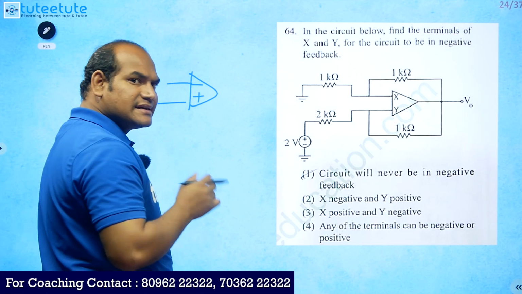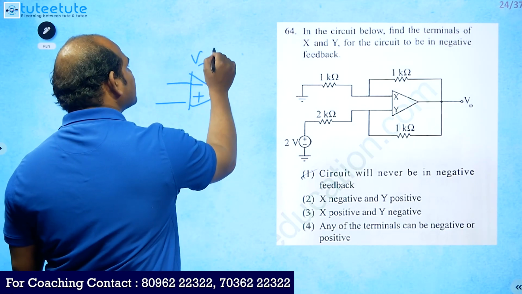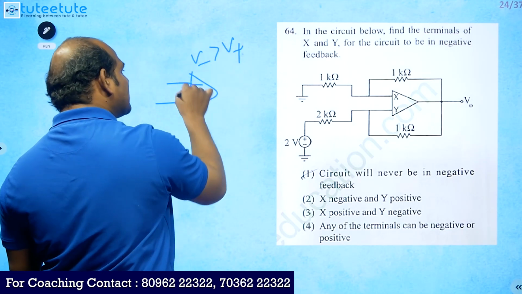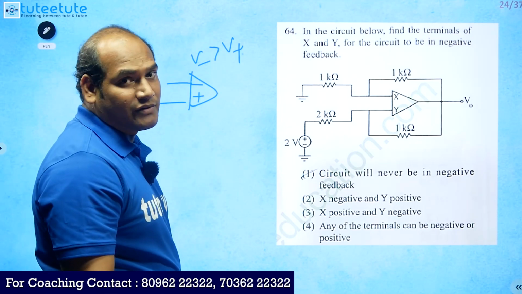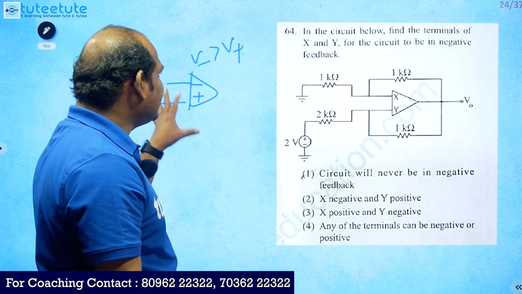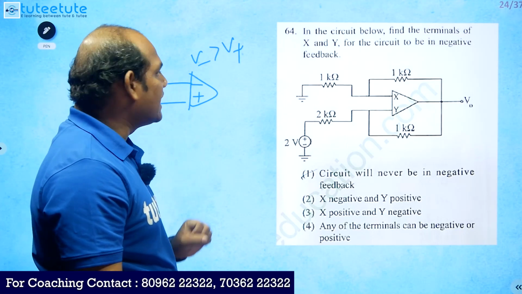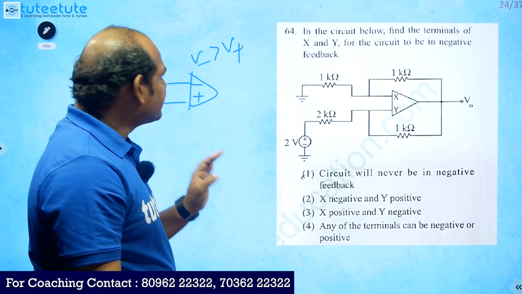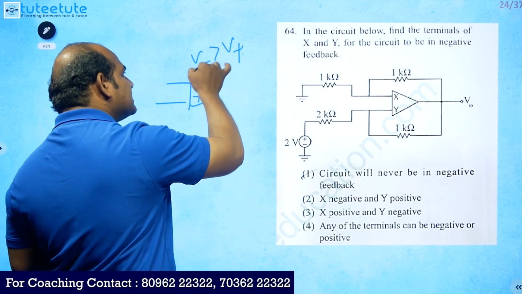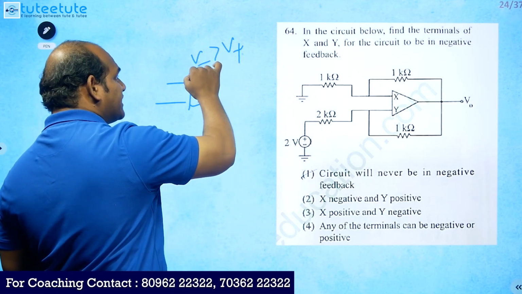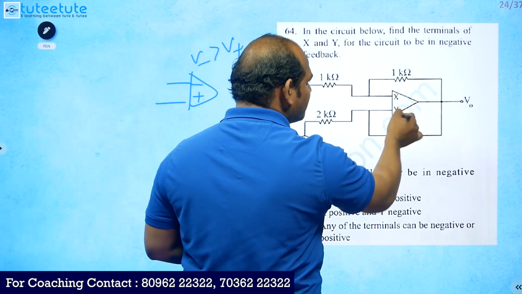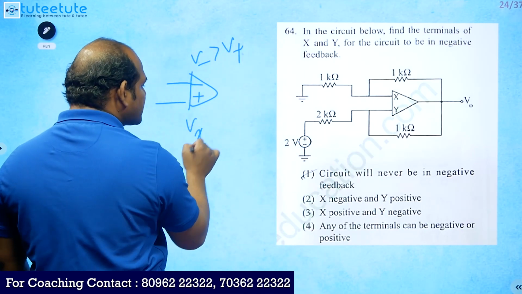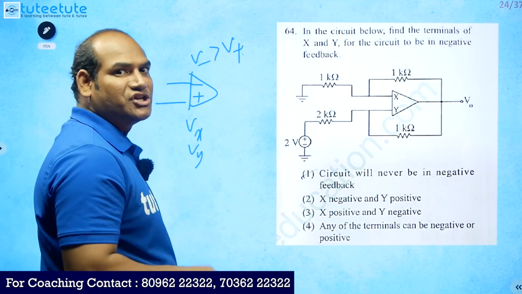Here, for example purpose I am taking this operational amplifier. It is negative, it is positive. We can tell it is in negative feedback when V minus is greater than V plus. The voltage at the inverting terminal should be larger compared to the voltage at the non-inverting terminal. At that moment we can tell it is in negative feedback. Okay, so we need to check that. For that purpose, we need to compare the voltage at the inverting terminal and the voltage at the non-inverting terminal. Here they have mentioned X and Y, so we need to have the Vx value and Vy value. Then we need to compare these two.